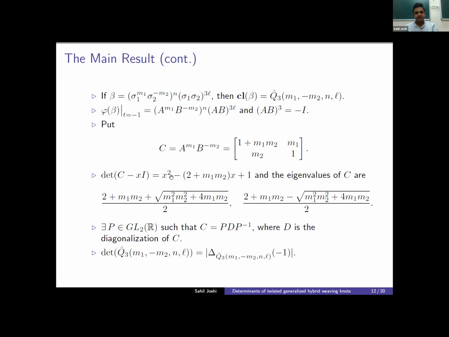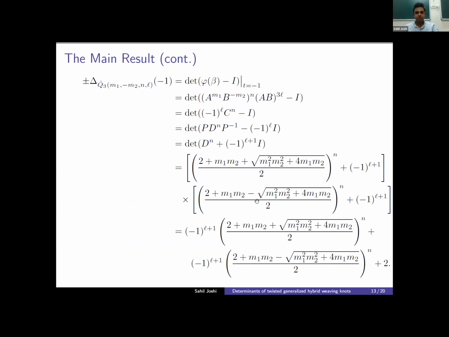So this is a nice matrix. It has distinct eigenvalues, which are written here, so it is a diagonalizable matrix. I want to find the powers of this matrix C, and for that we can use the fact that it is diagonalizable. Then the determinant of the knots we have considered is just the modulus of this value.